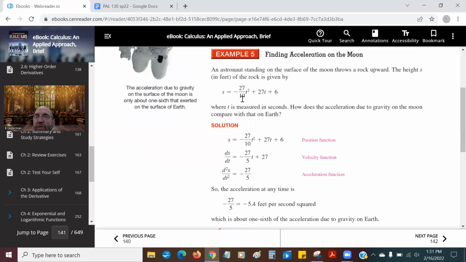Now the reason it's 27 over 10 is because the gravity on the moon is different than the gravity on the Earth. It's less. Anyway, I take the first derivative, I get negative 27 over 5 t plus 27, same way I did before. I take the derivative a second time, I get negative 27 over 5. So negative 27 over 5, that's the gravity on the moon, which is about 1/6 of the gravity on the Earth, in case you're wondering. And it looks like that's all they want.